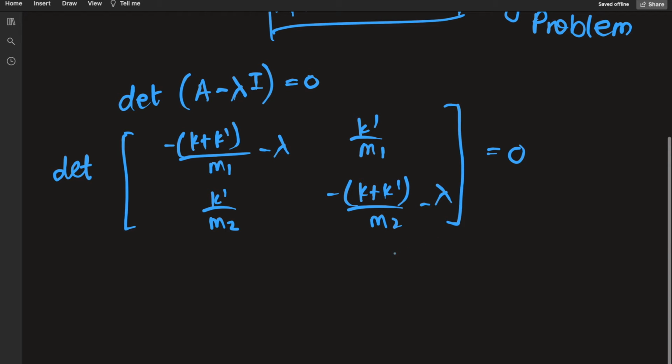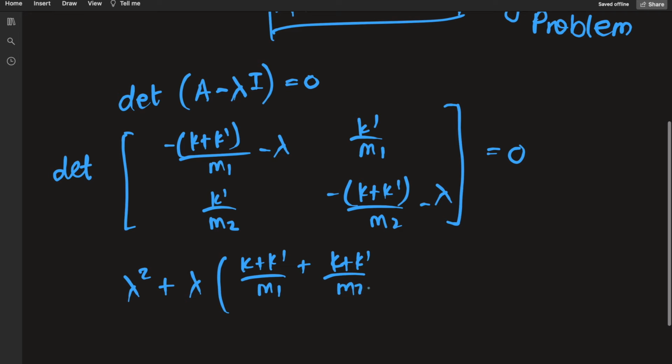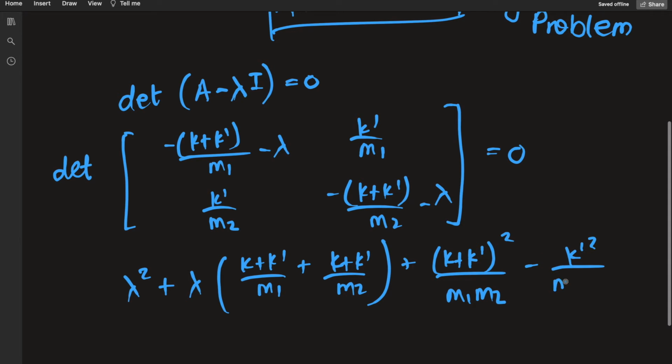If you try computing the determinant on your own, you end up with this characteristic equation: lambda squared plus lambda times ((k plus k prime) over m1 plus (k plus k prime) over m2) plus (k plus k prime) squared over m1 m2 minus k prime squared over m1 m2 is equal to 0.